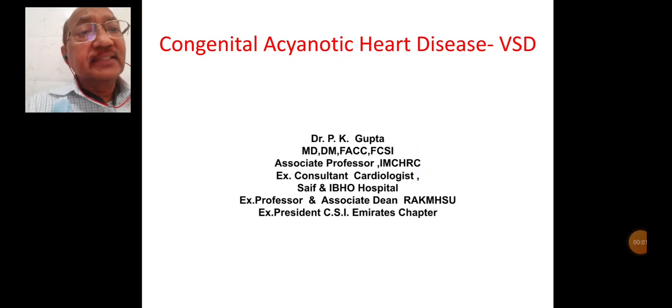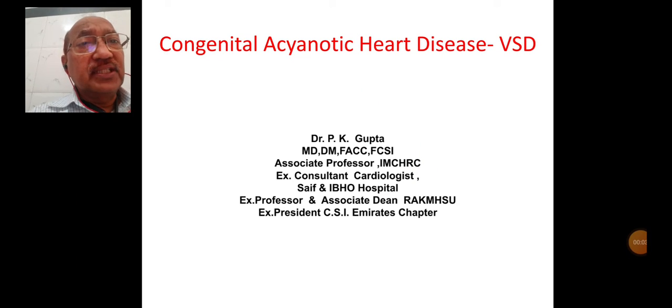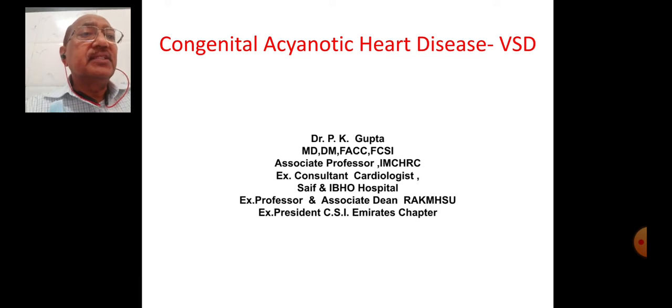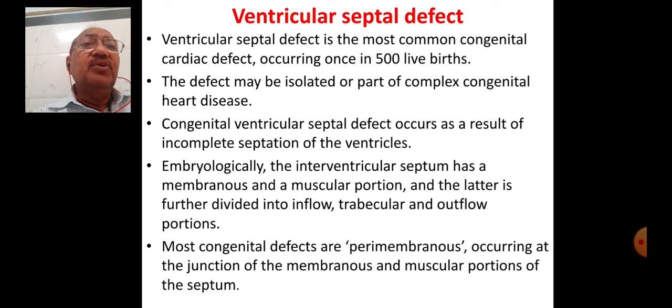Good morning. Today we are going to discuss congenital heart disease, in which we are going to cover congenital acyanotic heart disease, and the defect which we are going to cover today is ventricular septal defect. And we all know that the ventricular septal defect is the most common CHD, occurring once in 500 live births. This defect may be isolated or it may be a part of complex congenital heart disease.